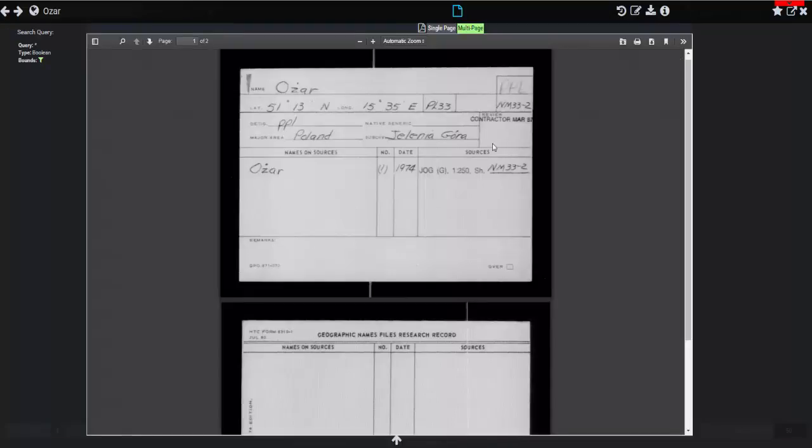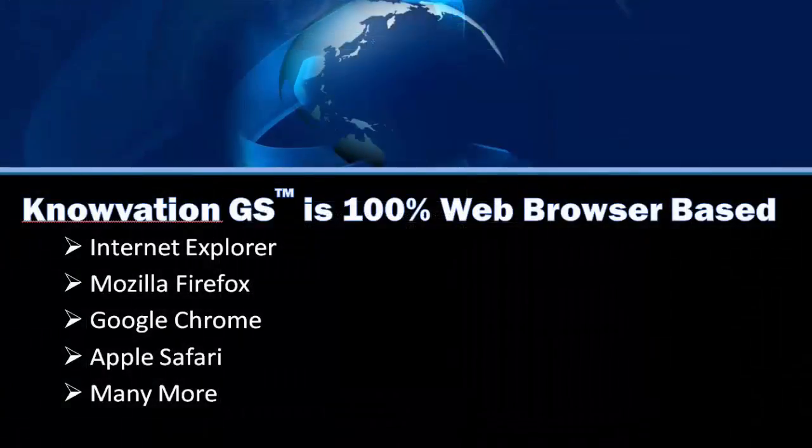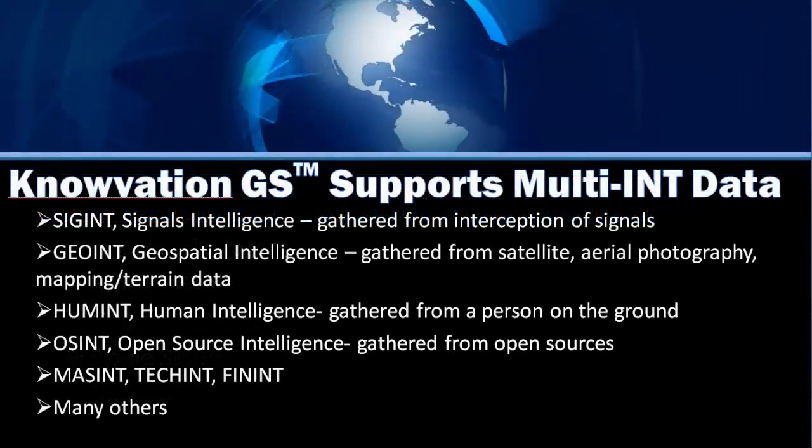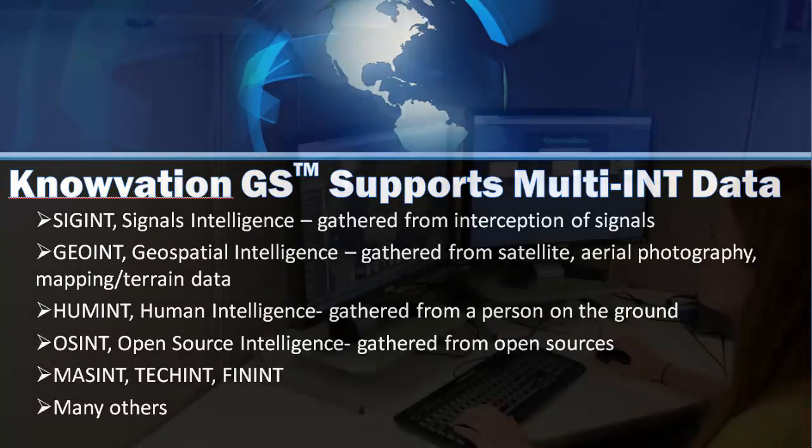Knowvation GS is a 100% browser-based multi-int content management and discovery solution specifically designed to manage not only huge varieties of geospatial formats, but many other data types, including full-text documents such as PDF and MS Word files, as well as video and other multimedia formats.